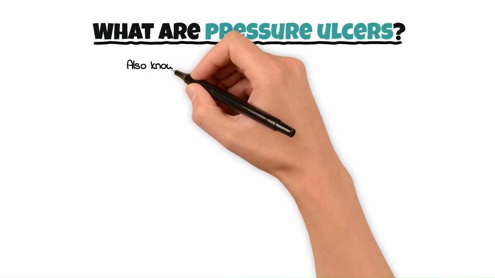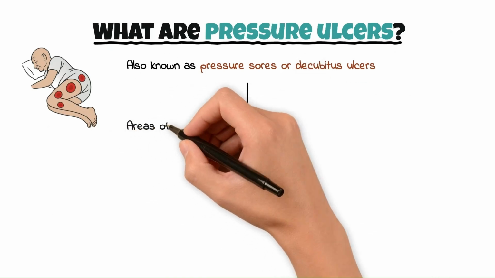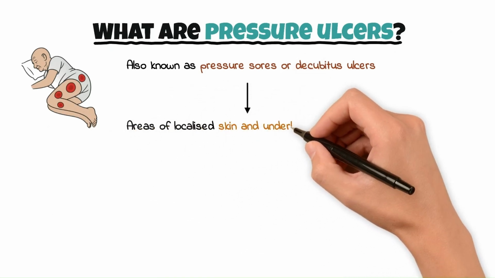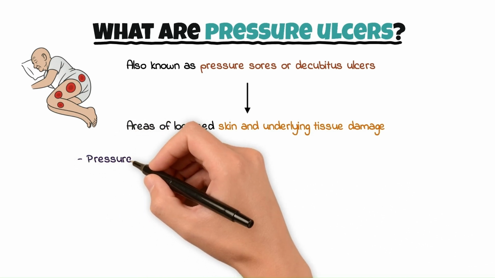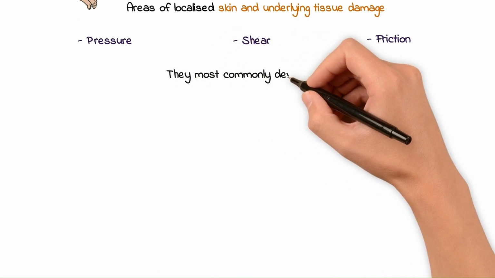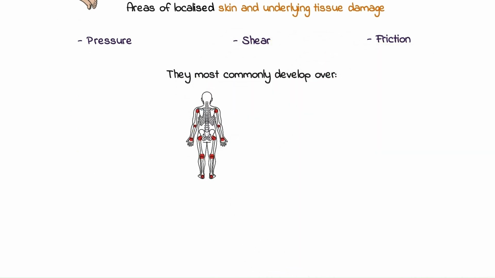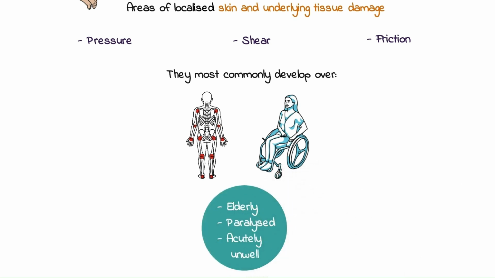Pressure ulcers, also known as pressure sores or decubitus ulcers, are areas of localized skin and underlying tissue damage caused by prolonged pressure, shear, or friction. They most commonly develop over bony prominences in patients with limited mobility, such as those who are elderly, paralyzed, or acutely unwell.